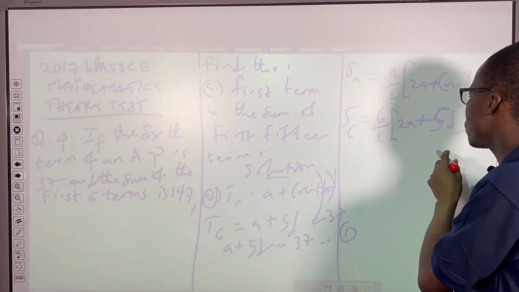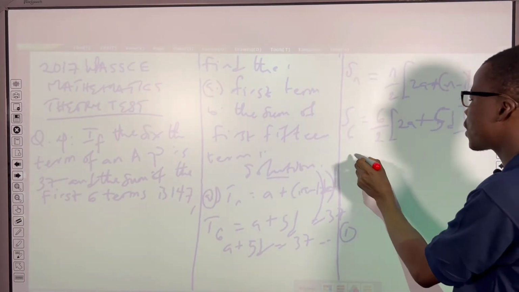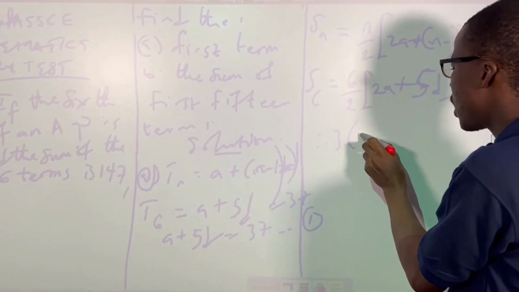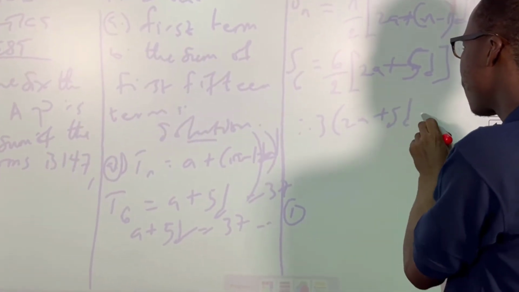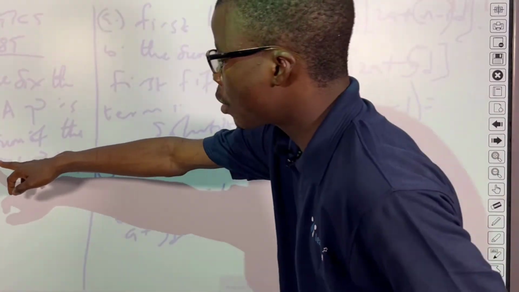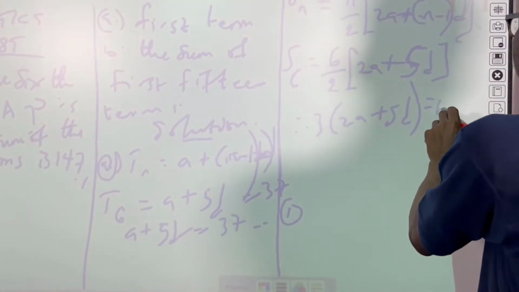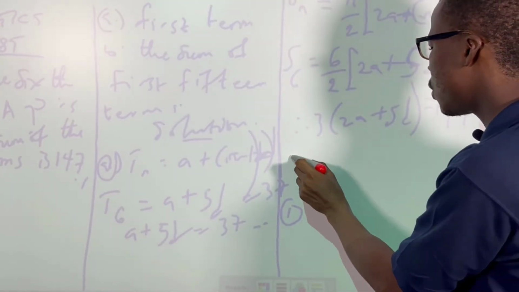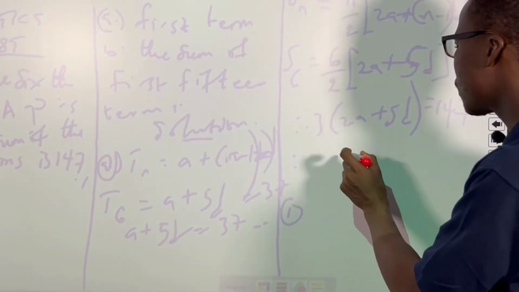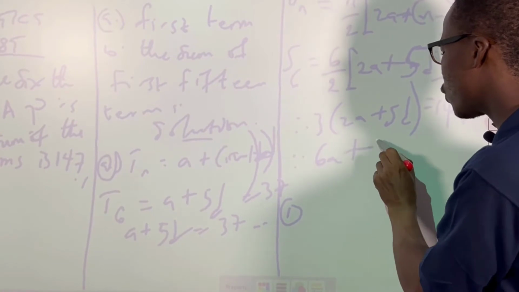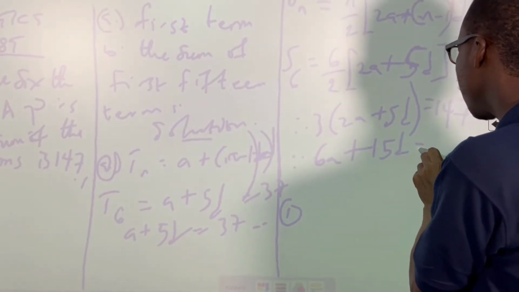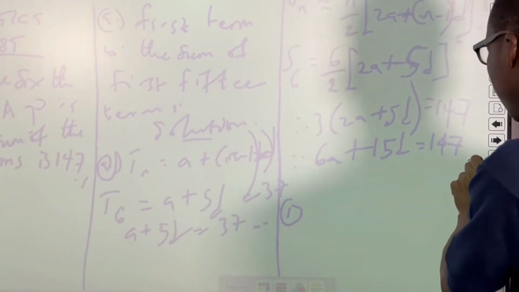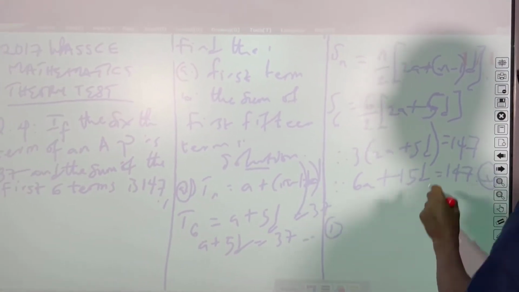So let's simplify this further. We have 3 into bracket 2a plus 5d is equal to what? The sum of the first 6 terms is 147. So equate this with 147. So that's going to give us 3 times 2a, that's going to be 6a plus 15d is equal to 147. So call this equation 1, call this equation 2.